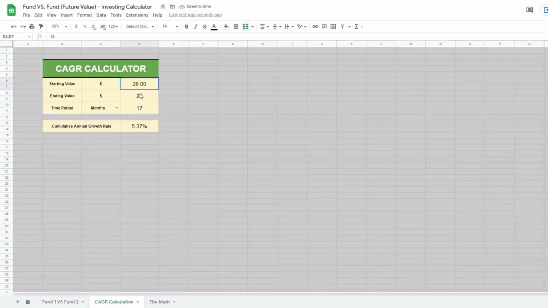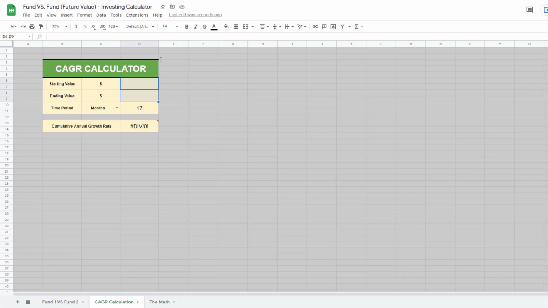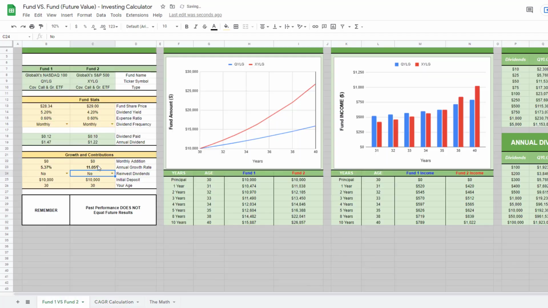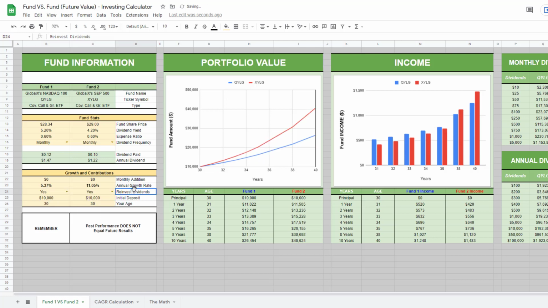For XYLG, we come over to Seeking Alpha's data, and for the max view, we can see $25 at the same time period that QYLG was reading 26. XYLG was reading 25, and today XYLG is reading 29.25. So we'll go from 25 to 29, and that gives us a CAGR of about 11% over a 17-month period. So 11.05. We will go ahead and see what we would get with dividends reinvested, and then we'll take a look at without dividends reinvested.